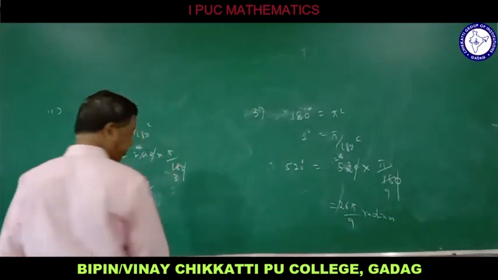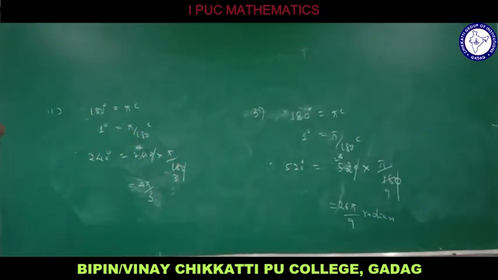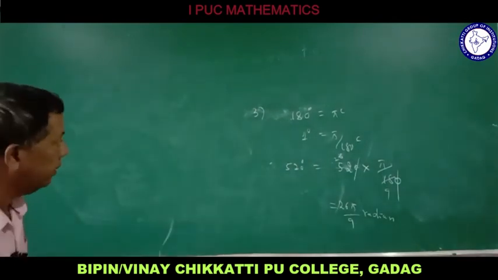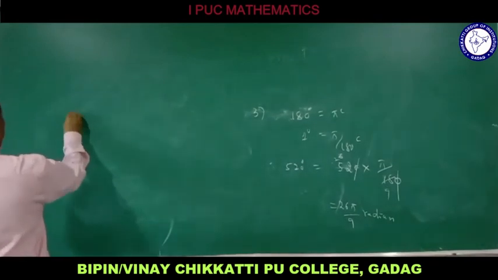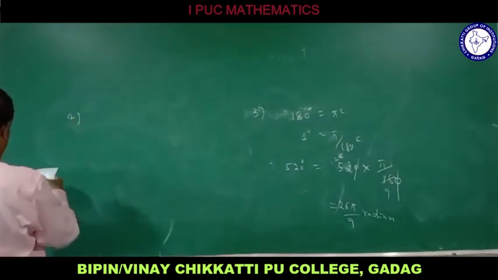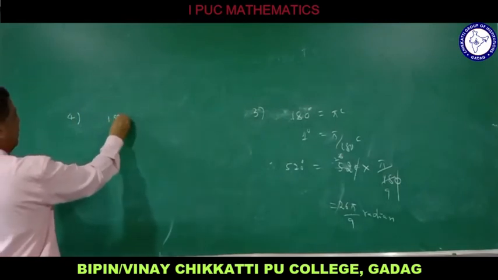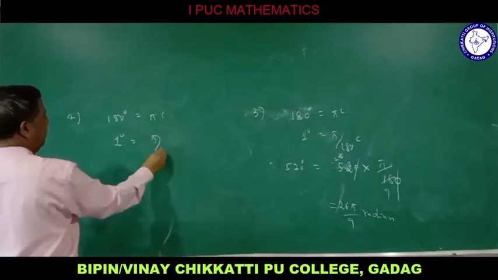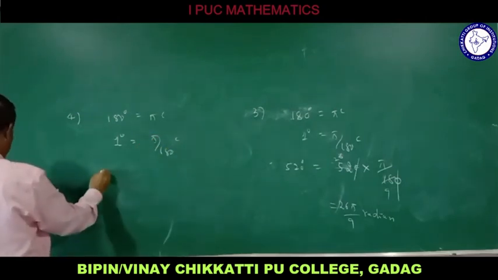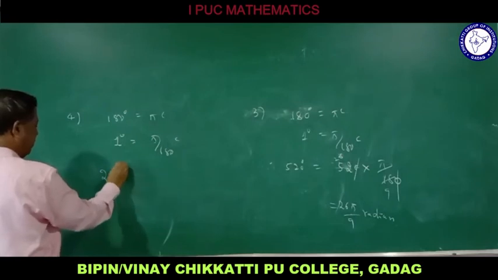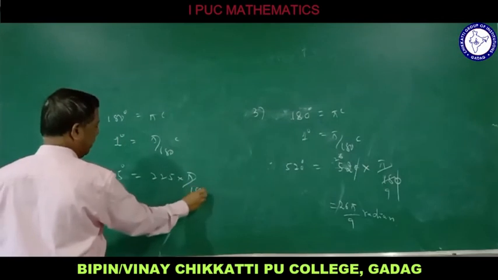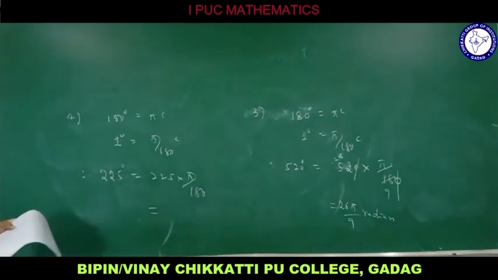Now like that you have to go for the fourth one. How do we convert the fourth one? That is number 4, 225 degree. See, 180 degree is equal to pi radian, and 1 degree is equal to pi by 180 radian. And the question is 225 degree is equal to 225 into pi by 180. So here you have to understand how many radians you will get.